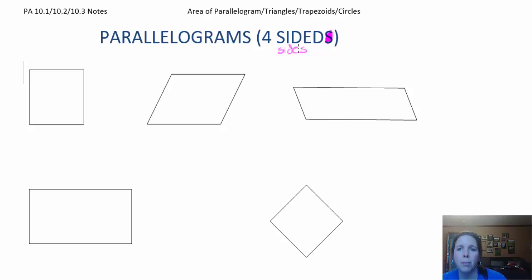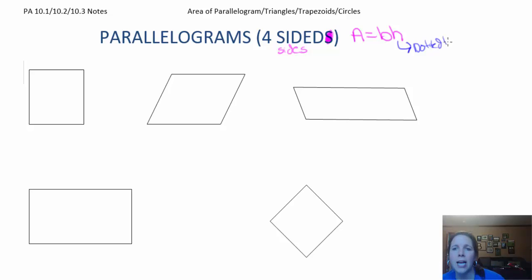So the area, make sure and write this formula down. The area of a parallelogram is base times the height. Base times height. You might have heard length times width, that's fine, but for now we're going to use base times height. And the key here is to know that height is the dotted line.